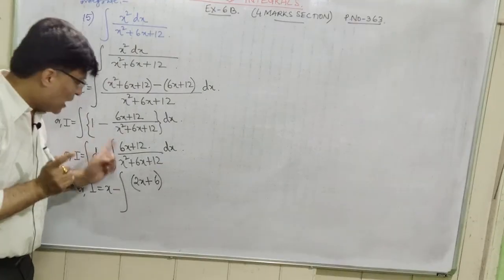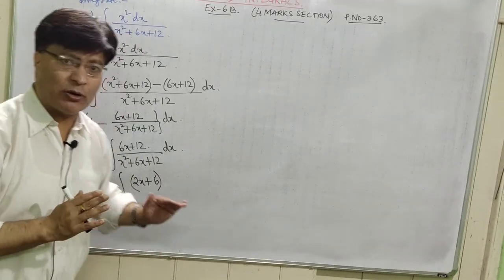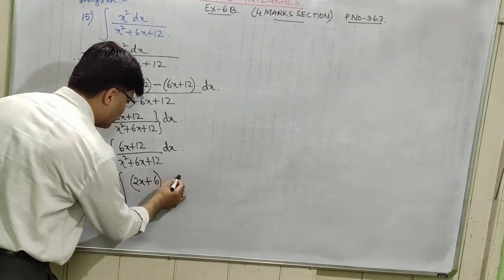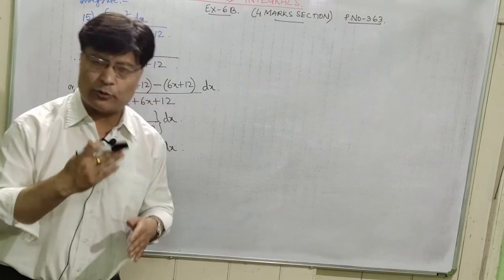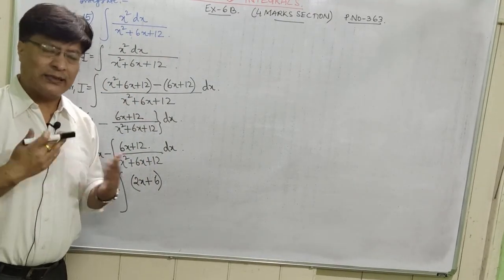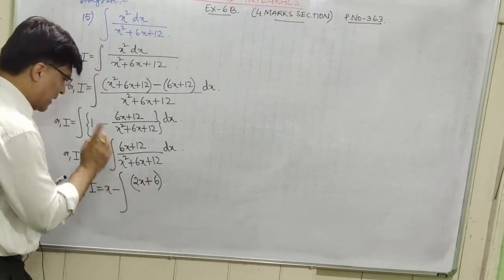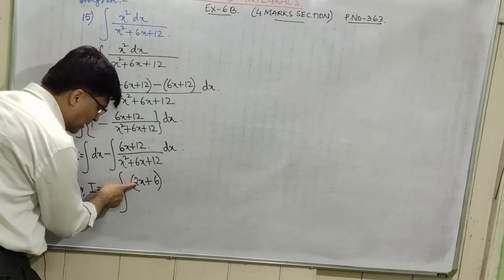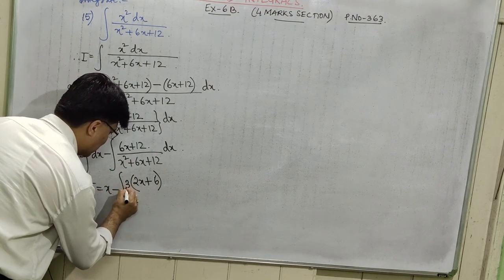Now you have to add a constant here. We add a constant, not a variable. We can't add plus 4x to make it 6x, because if you add plus 4x, it will be a variable. Again you would have to separate it and integrate it, which will be much more complicated. So here there is 2x plus 6. By which constant will you multiply this 2x to make it 6x? 3, isn't it? So you should write here 3.